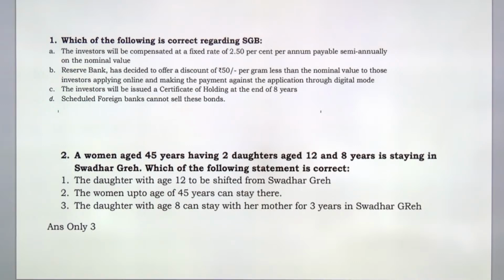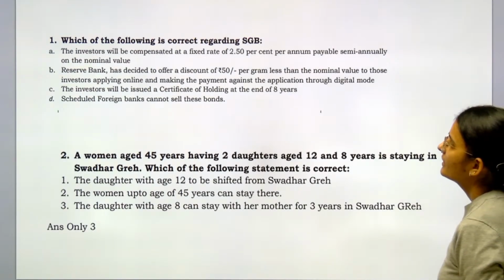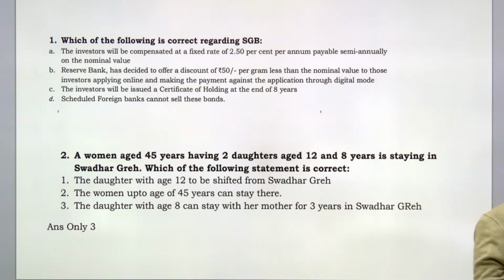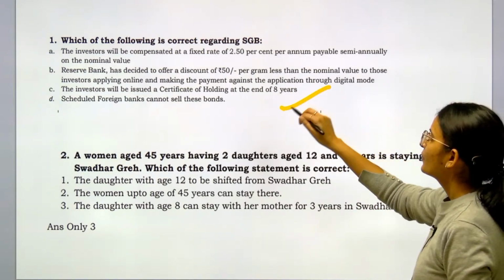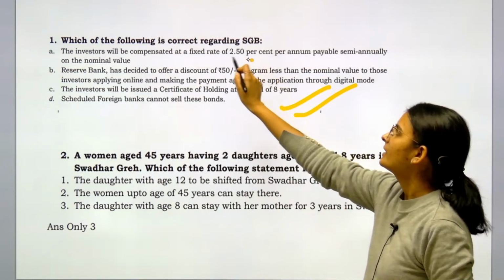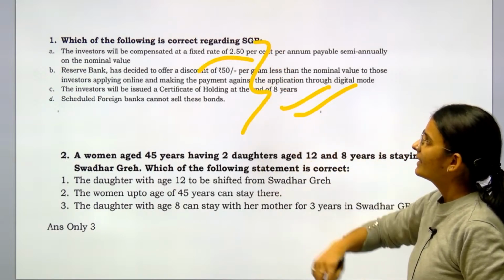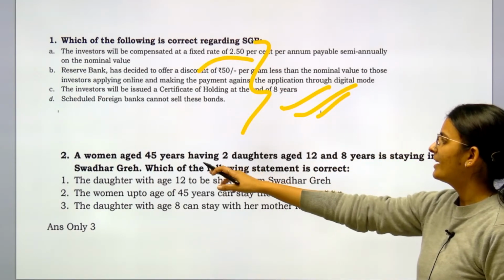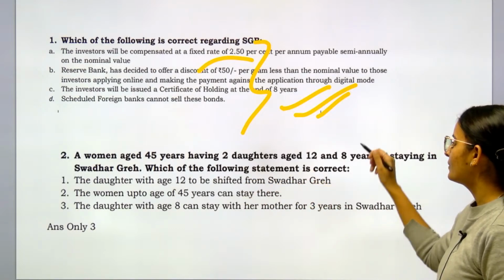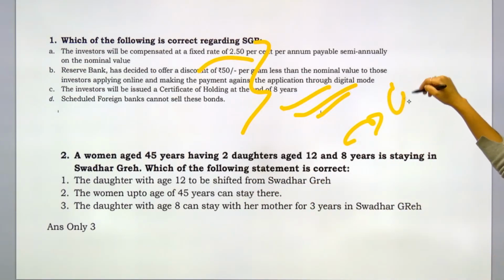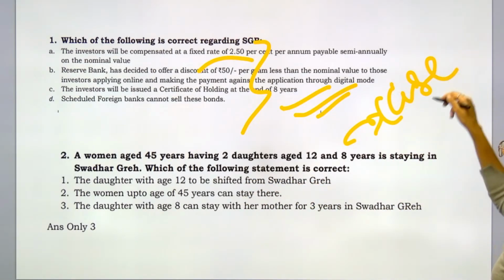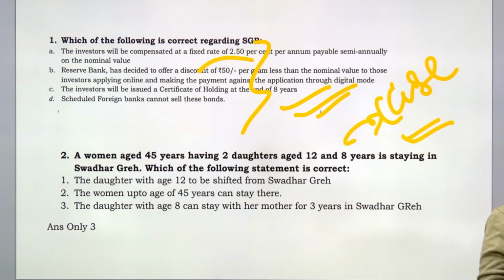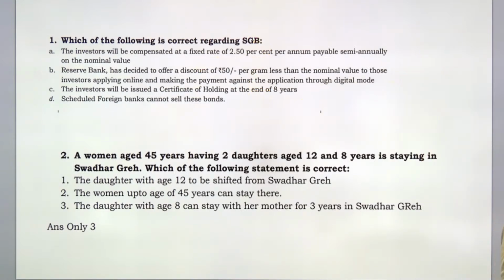Next, which of the following is correct regarding SGB? Okay. A question on gold bonds. So they have given 4 statements, and now they are asking which of the following is the correct statement. A woman aged 45 years having 2 daughters. So a case-like question is there from the scheme. Next.